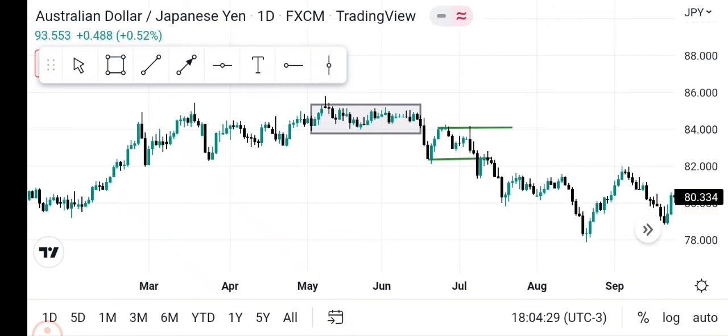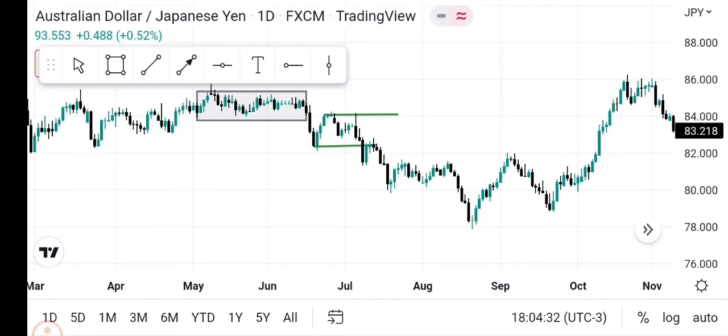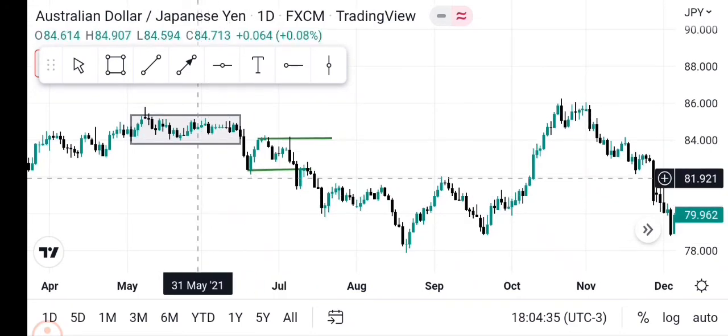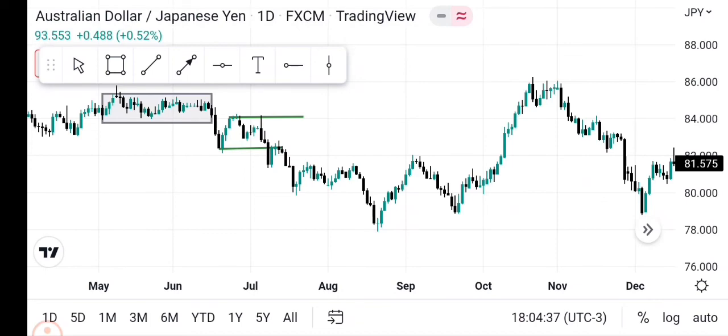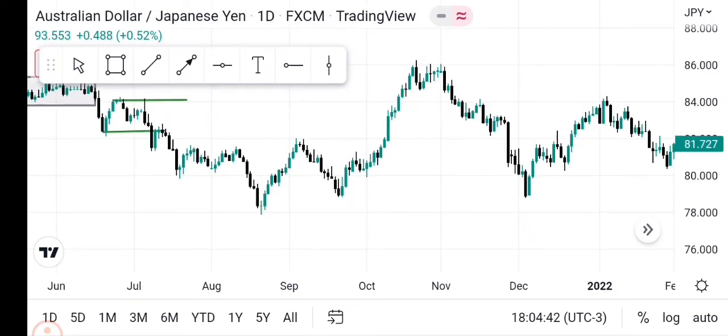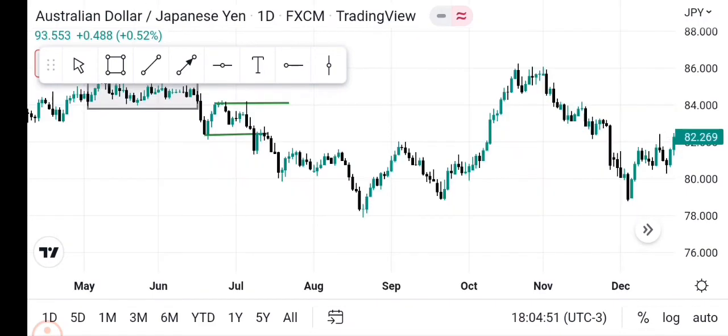Now let's see how far this market went. Let's see if there was a change. Well, folks, I believe with this example I have given to you, you now understand your market structure.